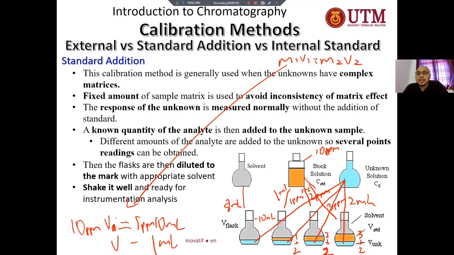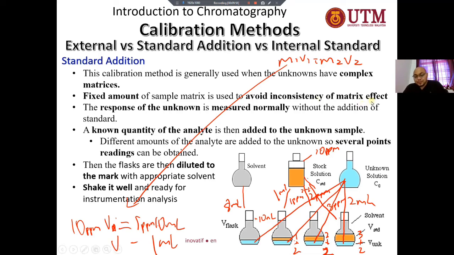I don't want to teach you in detail. You just need to be able to understand this. But if, for example, we encounter trace analysis where you believe that your sample has a minimum amount of analyte, you need to avoid the use of solvent, because you don't want to dilute your sample. So when that happens, you just use the unknown solution and then you add the stock solution. But the stock solution amount that you need to add is very, very minimal to avoid inconsistency of matrix effects.